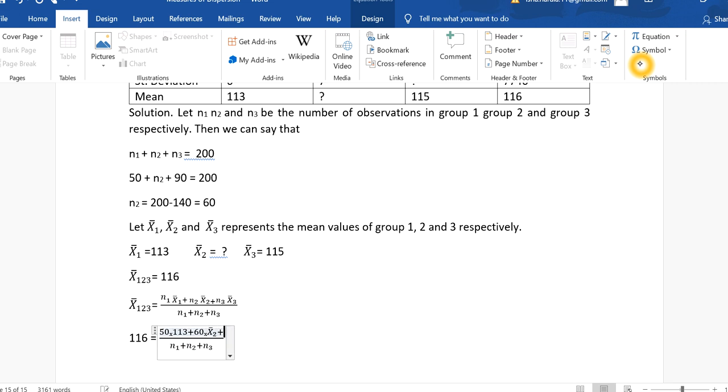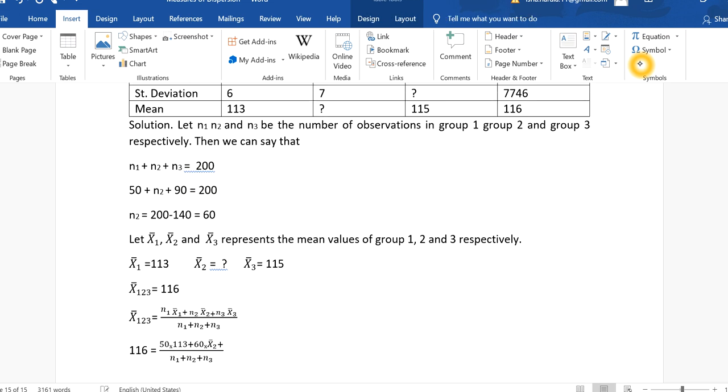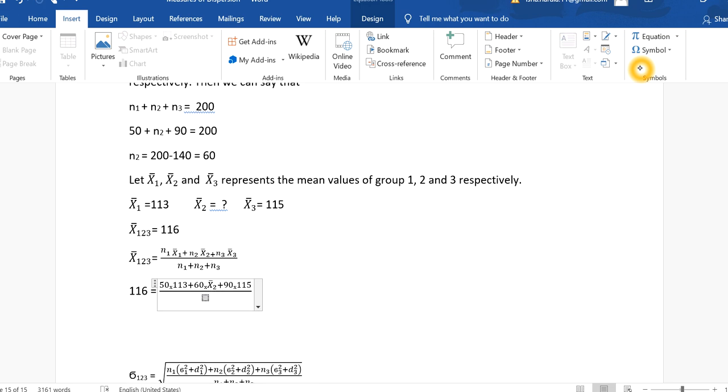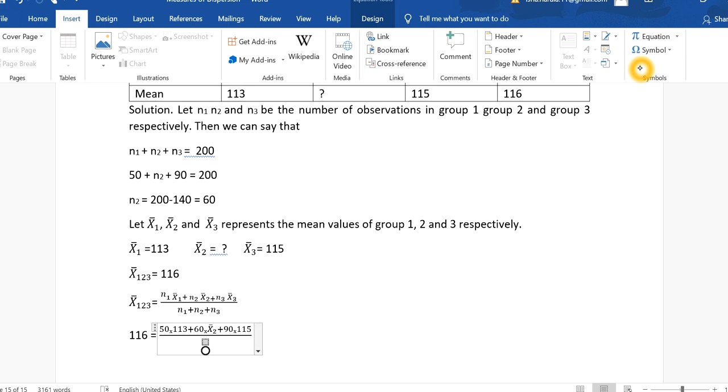Then we have n3. N3 is also given to us in the question, that is 90. So here we'll apply 90 into mean 3, which is given to us, that is 115, and n1 plus n2 plus n3 is also given to us. So here its sum is also given to us, so we can directly write 200. Okay, so now we will try to solve this.